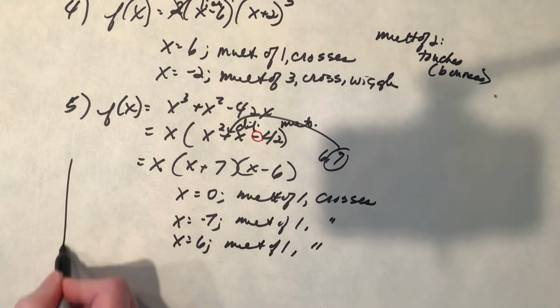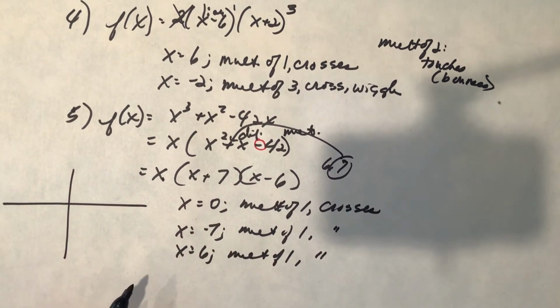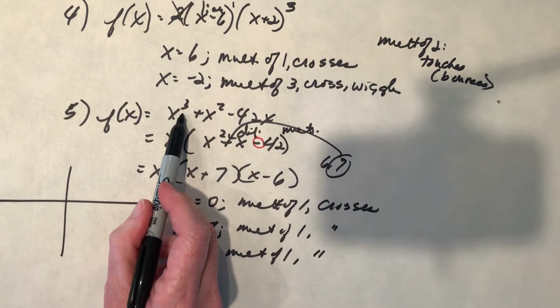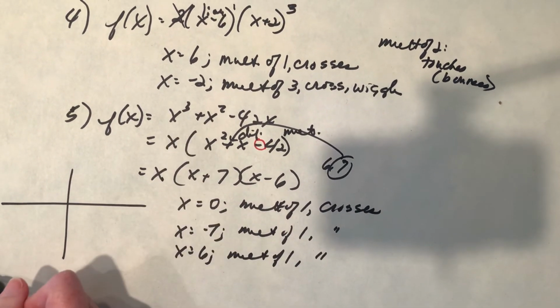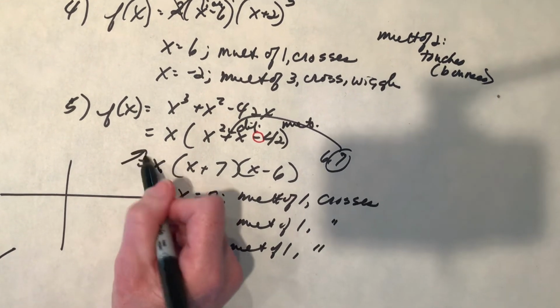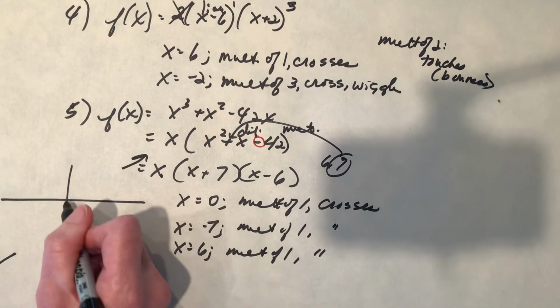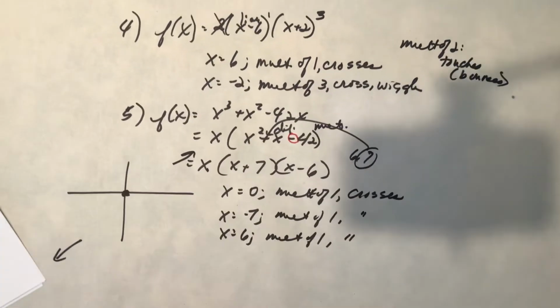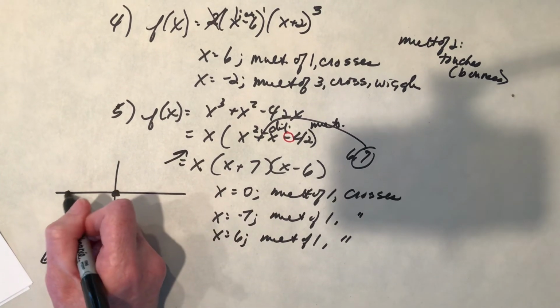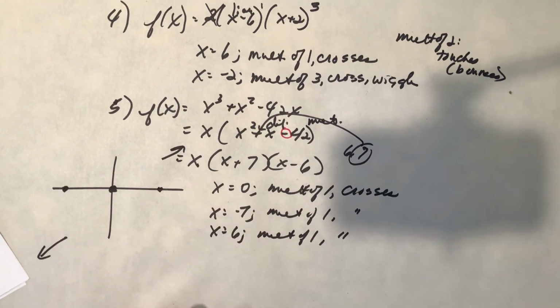So just in case you're thinking about it, let me show you what that's going to look like. It's an x cubed function, so we know it's going to be like a snake charmer. So it will lower to the left and rise to the right. We're looking at a crossing at 0, a crossing at -7, and a crossing at 6.